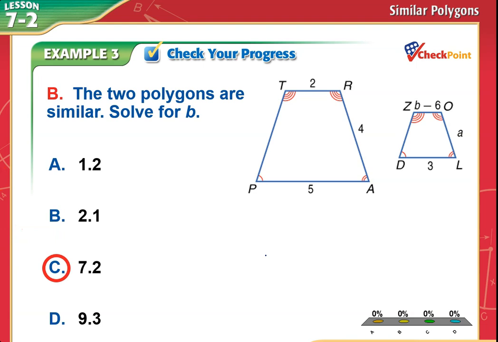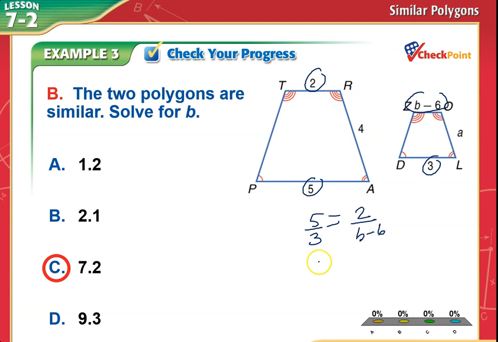Good. If you got 7.2, you are correct. Let's check this. So we can still do the 5 is to 3 if we want to. 5 is to 3. So we compare these two, and then we can compare these two. 2 compared to B minus 6. We've got to put the 2 up with the 5 because the 5 started. All right, so 5 is to 3 as 2 is to B minus 6.